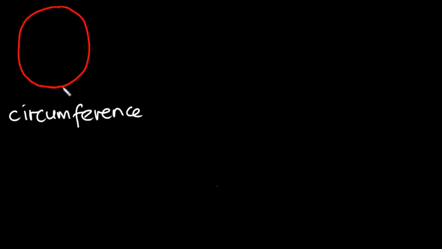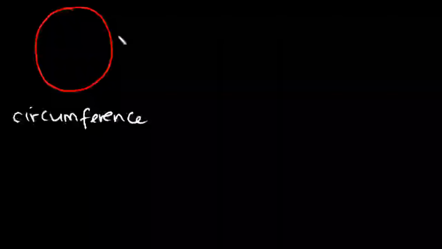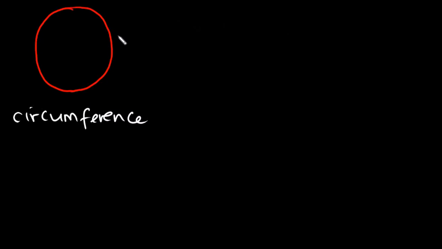We're going to learn how to find the circumference of a circle. Before we start, let's define a few terms. Let's start by defining what circumference is. Circumference is the distance round a circle, from this point all the way this way and back to the same point. That is what we call the circumference.